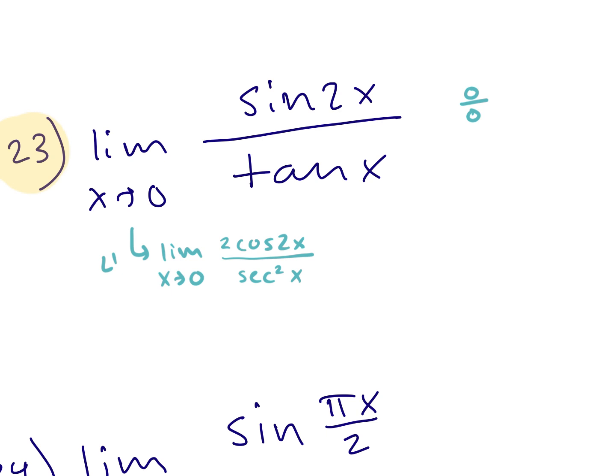Now let's try direct substitution. If I plug in 0 into my numerator, I have cosine of 0, which is 1. So this would be 2 times 1 over secant squared of 0. Secant of 0 is also 1, and 1 squared would be 1. So we get 2. 2 over 1 would be 2. So from here, after you use L'Hopital's rule, use direct substitution.